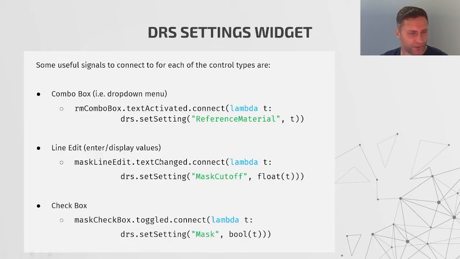And if you're using a checkbox, you just want to use this toggled signal, and whenever the user clicks on the checkbox, that will run this lambda function here that sets this particular setting. In this case, it's called mask, and in this case, it's changing this text to a boolean, whether or not it's true or false.